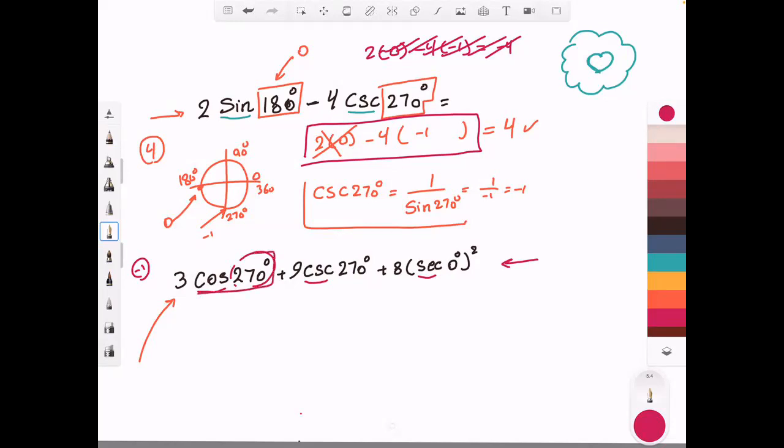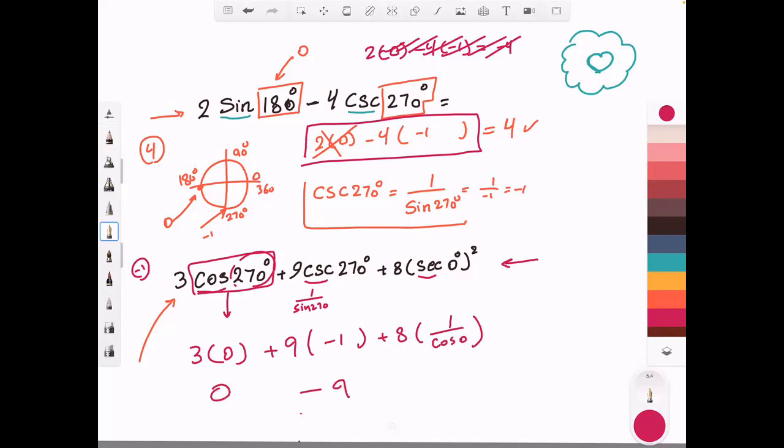Cosine of 270 is 0. So 3 times 0 plus 9 multiplied by cosecant of 270. Cosecant is 1 over sine of 270. We just did that, it is -1, plus 8 times 1 over cosine of 0. So it will be 0, -9. Cosine of 0 is 1, plus 8. The answer is -1. Excellent.